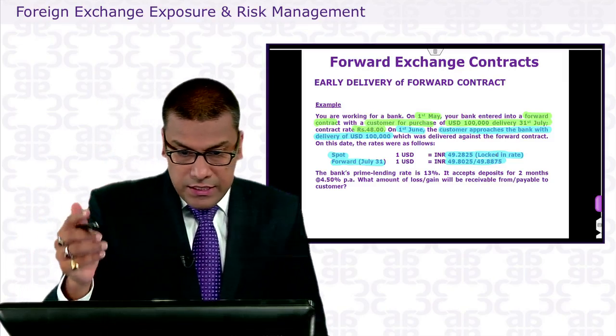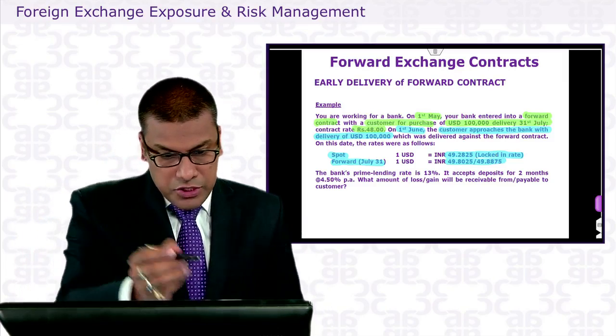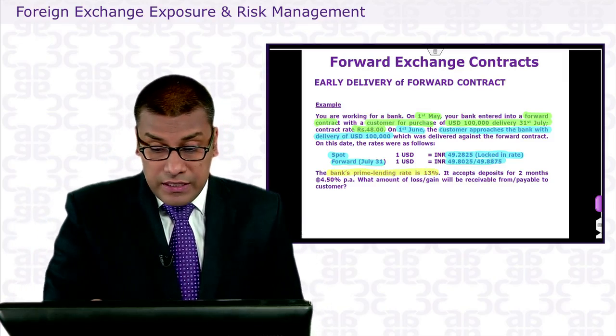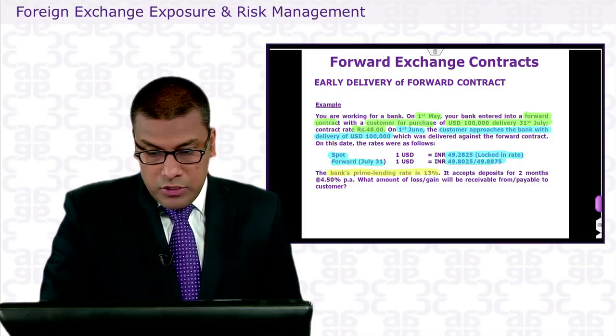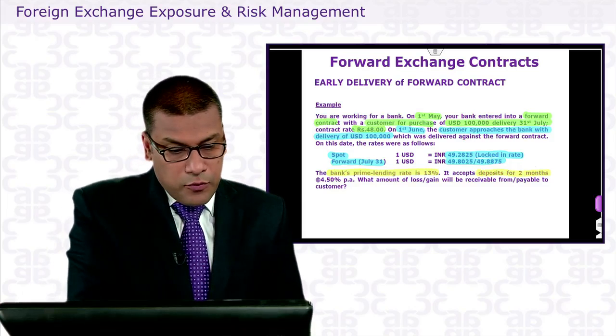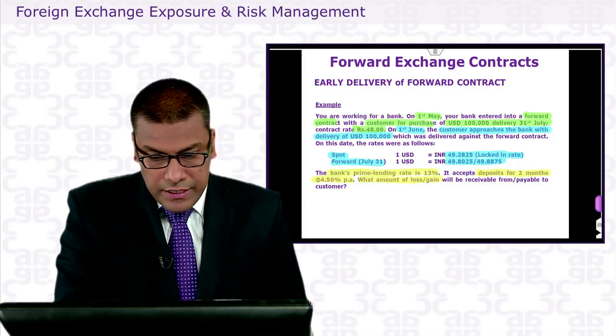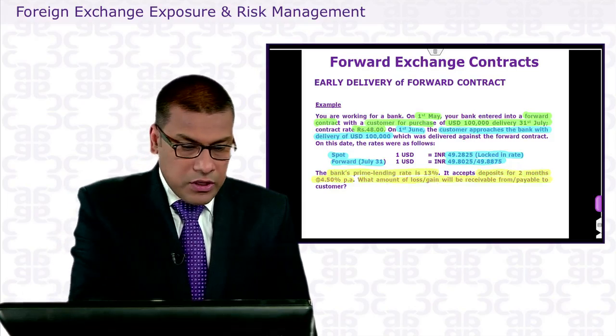Now in this problem, there is further information given that the bank's prime lending rate is 13%. It accepts deposits, so the deposit rate for 2 months is 4.5% per annum. So you have been asked what amount of loss and gain will be received or paid to the customer.